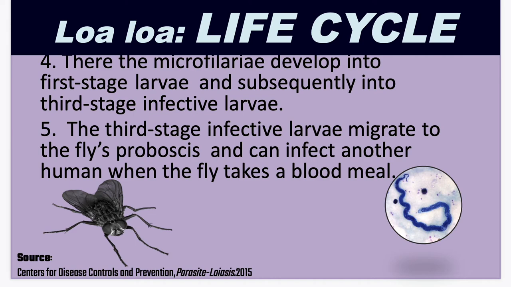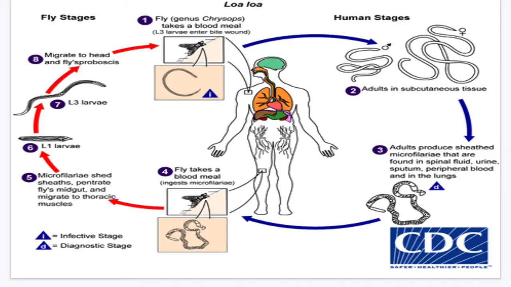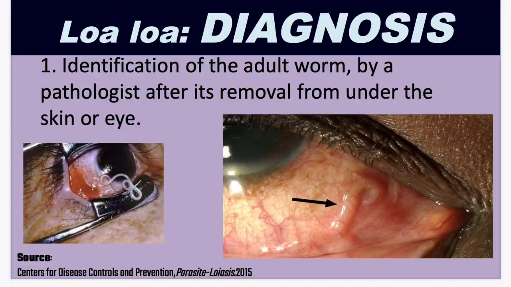The third stage infective larvae migrate to the fly's proboscis and can infect another human when the fly takes a blood meal. So that is the life cycle.